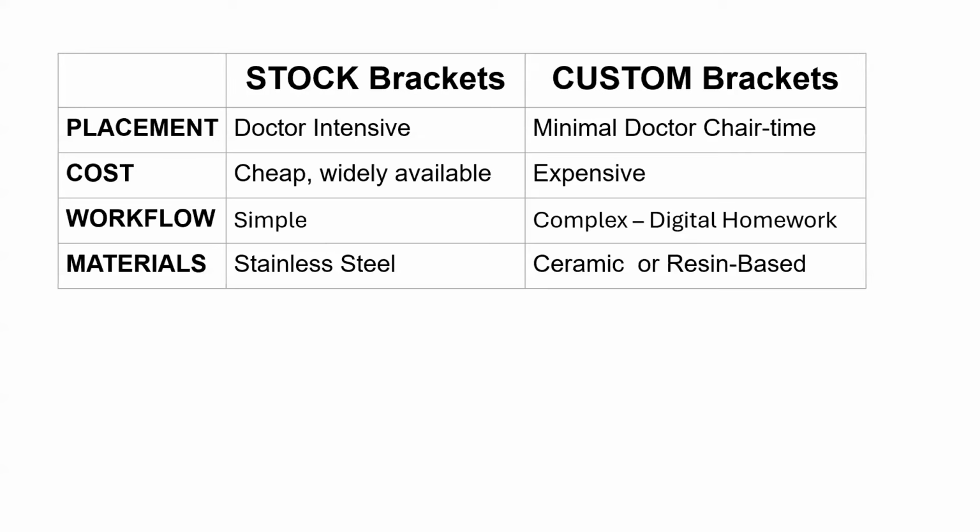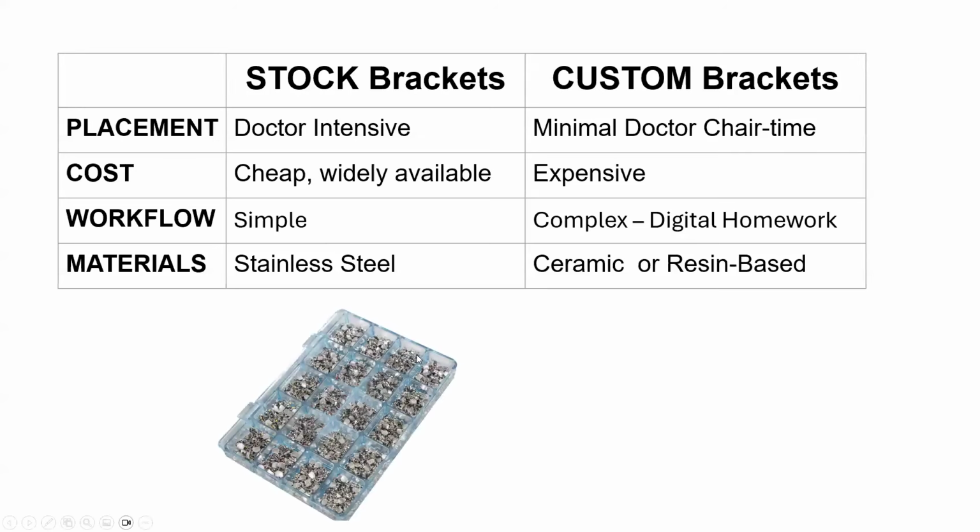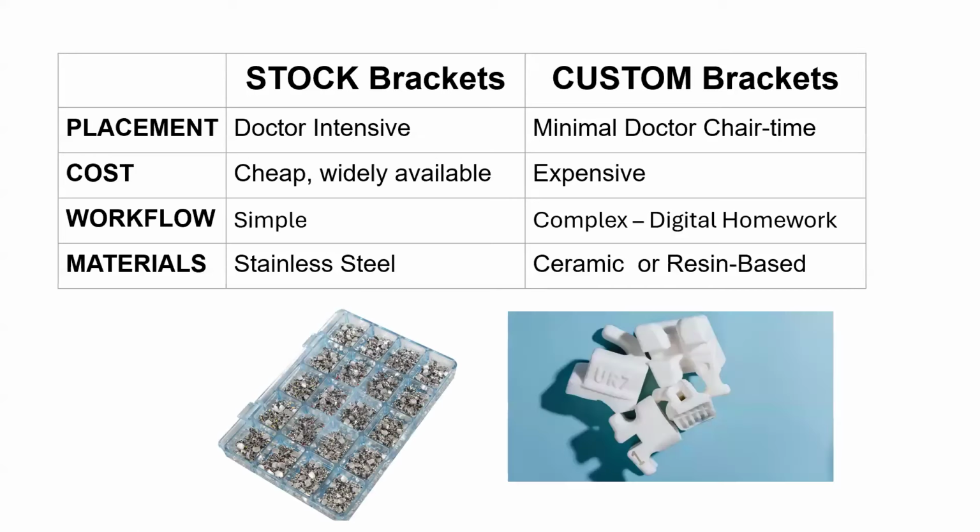And then materials. Stock brackets right now, the best material out there to make a bracket out of, definitely, hands down, I feel is stainless steel. And so that's what most of us are using for the majority of our cases. Custom braces right now are only available in ceramic or resin. We don't have the technology yet to custom print a truly custom metal bracket, but I can see the day where that would come.